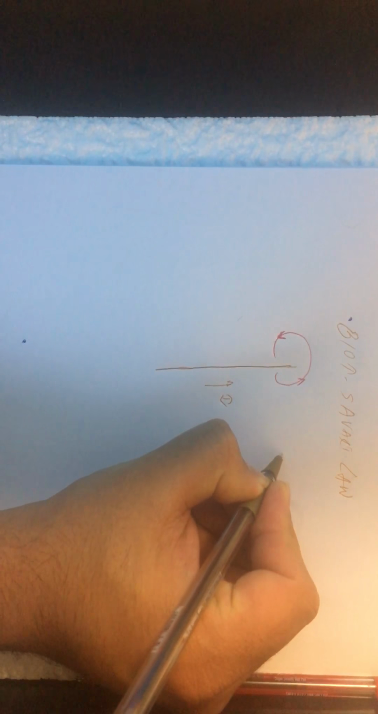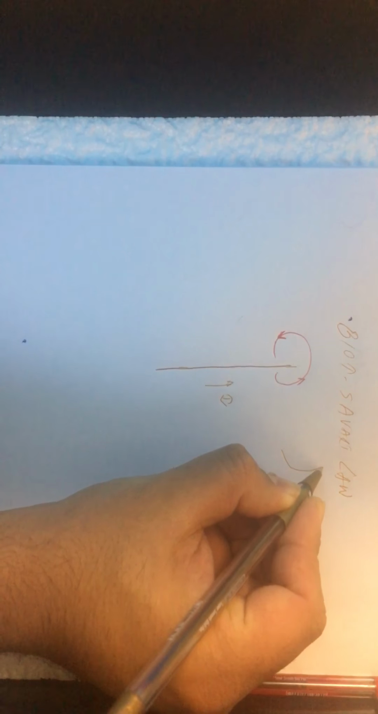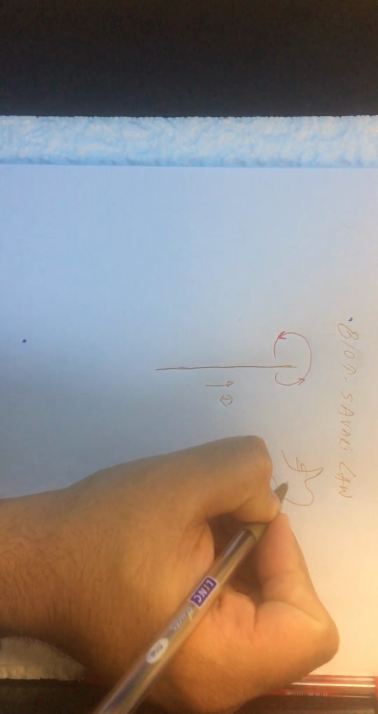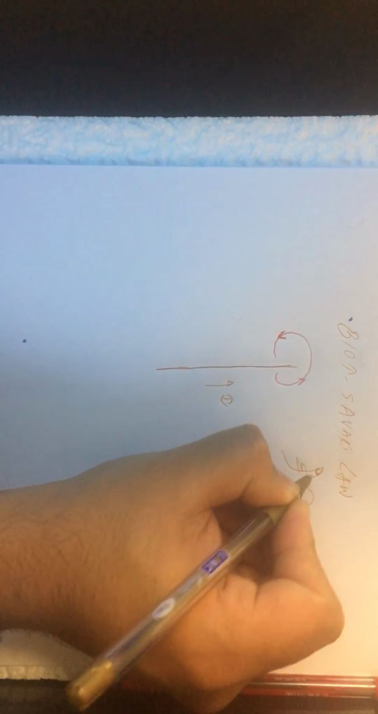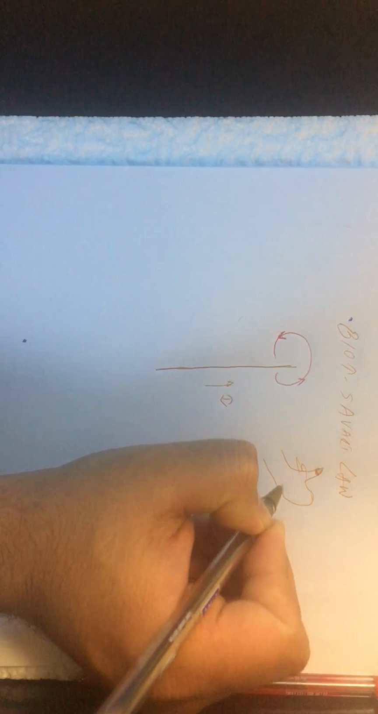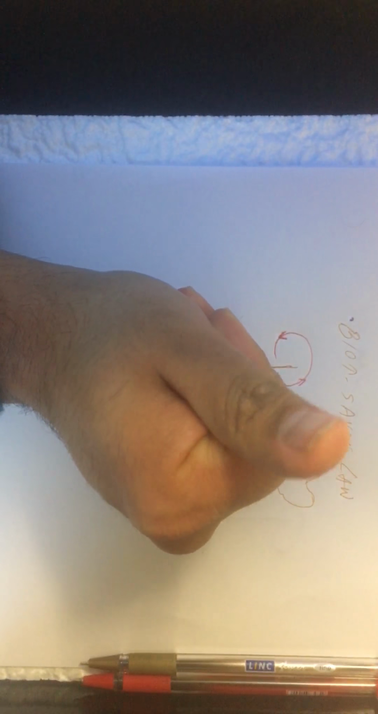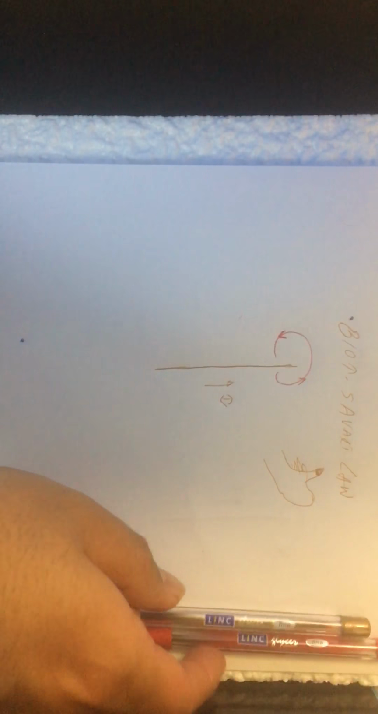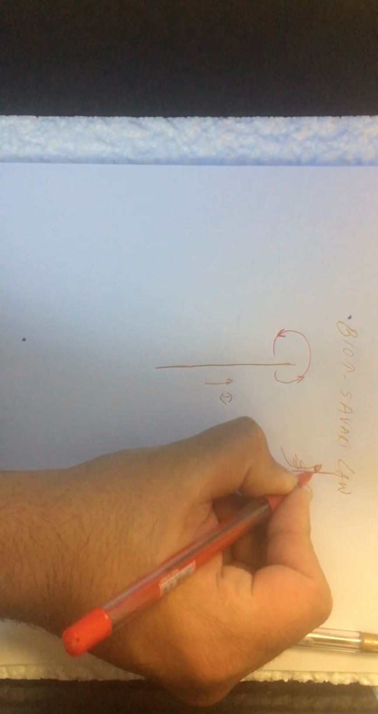Just assume that I'm very poor in drawing. Consider this as my thumb, this is my nail, and this is my four fingers in this direction. If you can see, I'm just facing like this. So this thumb direction is the direction of my current.